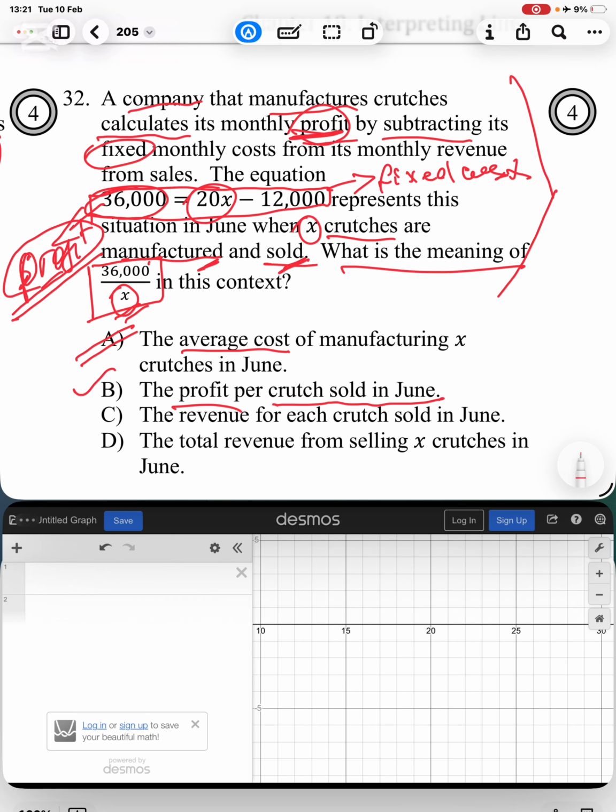It can be B. The revenue for each sold in June, now, not about revenue. These two words can be synonyms in ordinary use, but profit and revenue are totally different words. The total revenue is incorrect again. Total revenue is not simply 36,000 at this point. So the answer is going to be B.